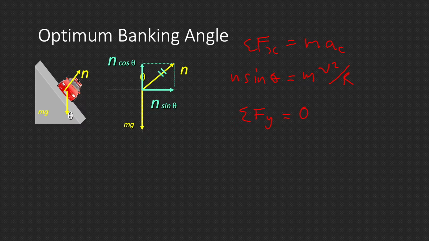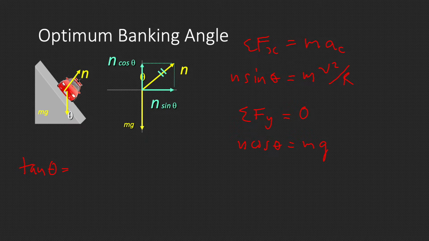Now on the y-axis, the sum of forces Fy is equal to 0, since the y component of the normal force cancels with the weight of the object. So again, we have n cosine theta minus the weight, and we can just transfer that to the other side since it's equal to 0. So that's mg, which means n cosine theta, or the y component of the normal force, is equal to the weight of the object. Now we know that tan theta is equal to, so tangent is opposite over adjacent.